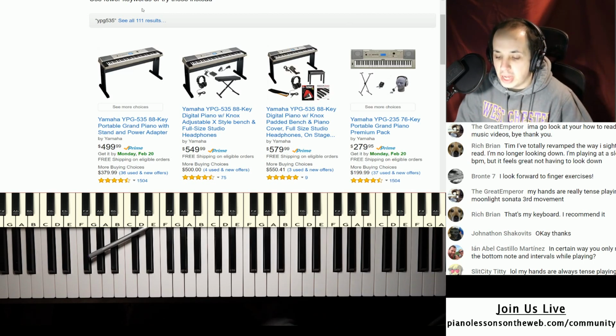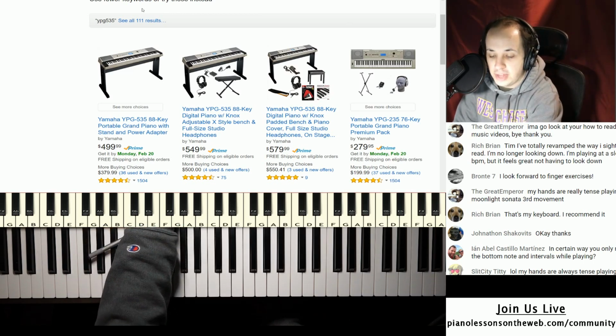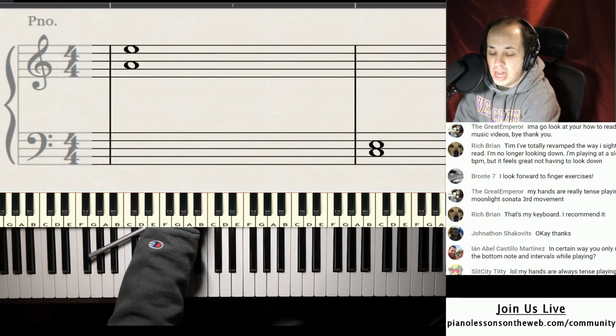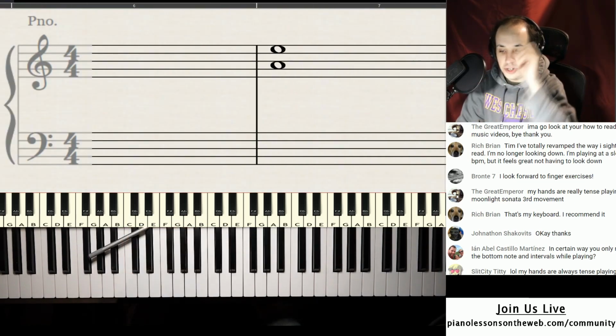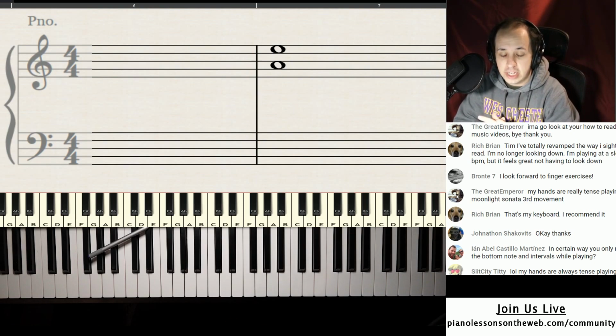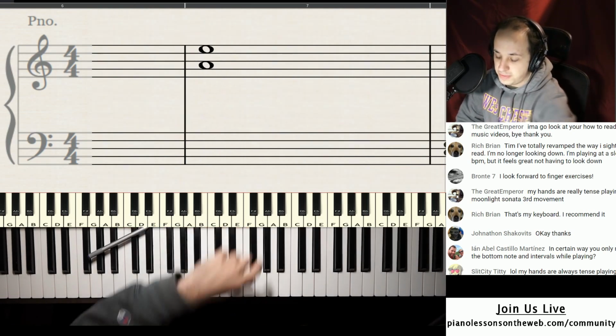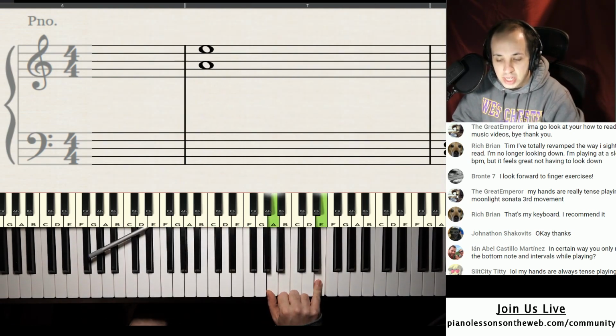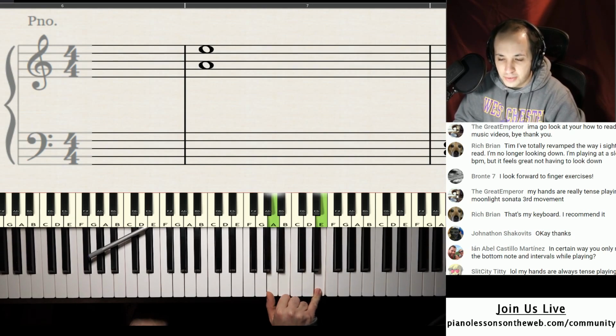Ian says, in a certain way, you only read the bottom note and intervals while playing. Don't get me wrong. I'm good enough at reading notes now that I can read the individual notes fast enough. I would say that I use a combination, I almost use both methods at the same time and double check each other. Like right away I can spot that this is a fifth. I know the bottom note's A. And because there's only two there, I can really pick those out at the same time.